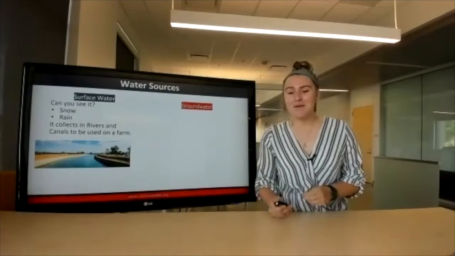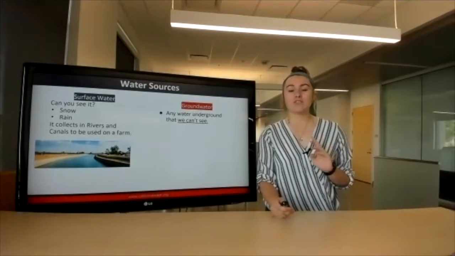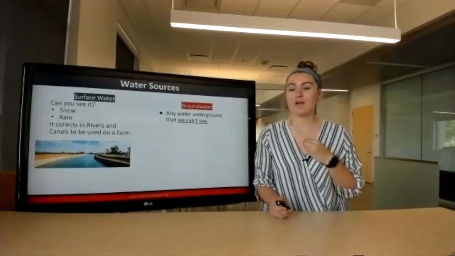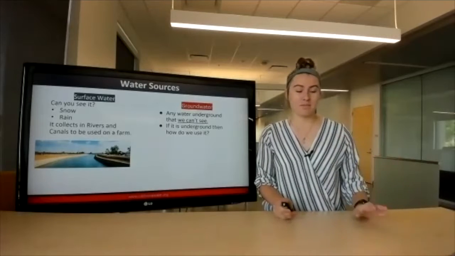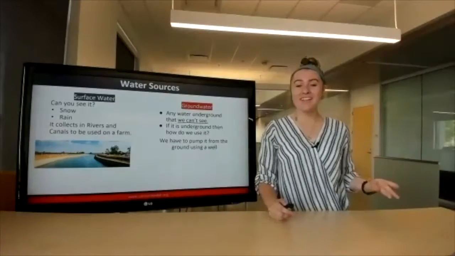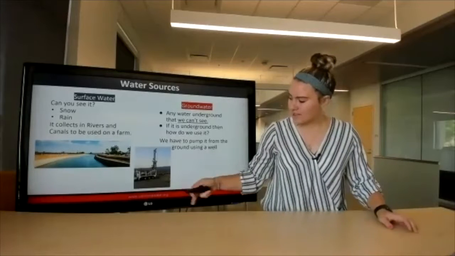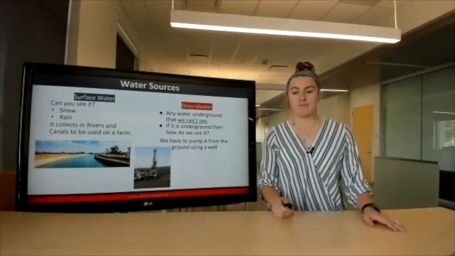The second type of water source is groundwater. Now, groundwater is any water underground that we can't see. If you can't see it, it's groundwater. And if it's underground, then how do we use it? That's a pretty good question to ask. You have to use a well to pump it from the ground. And wells often look a lot like this. And some of us might have wells in our backyards that we use to pump water up from the ground.